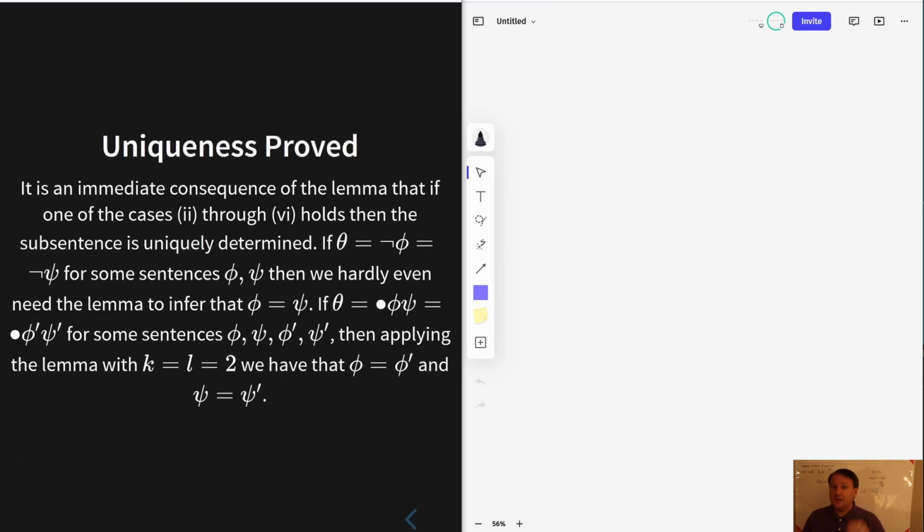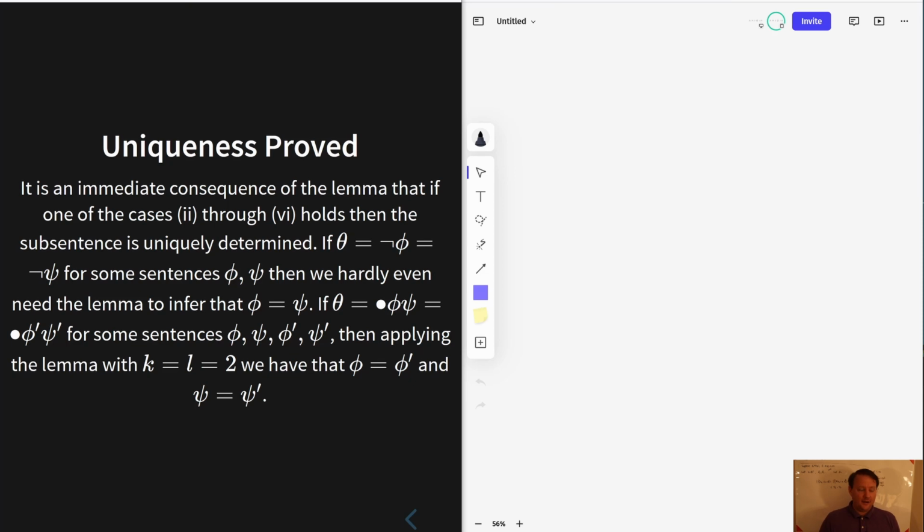Okay, so that lemma is now established. And then an immediate consequence of the lemma is the uniqueness claim that we wanted to make if we just use that lemma where both k and l are equal to 2, right? So just to be clear, if we were talking about the negation case, that's actually trivial. I don't even need the lemma for that, right? So if negation phi is equal to negation psi, well, you could just drop the leading negations and then phi must equal psi, right? So really for that one, I didn't even need the lemma.